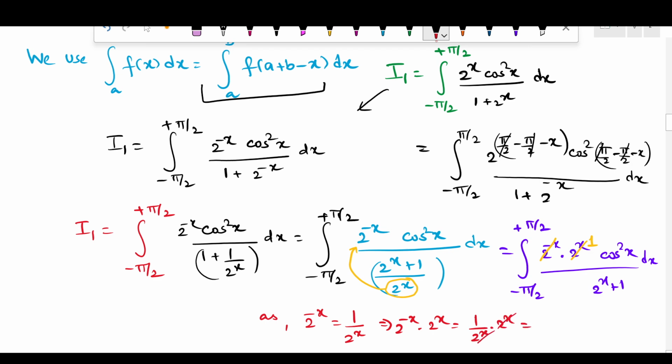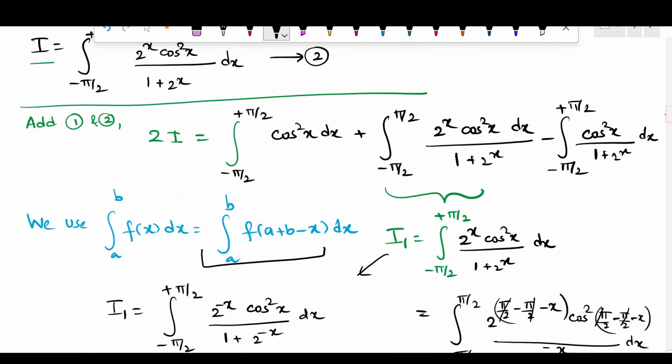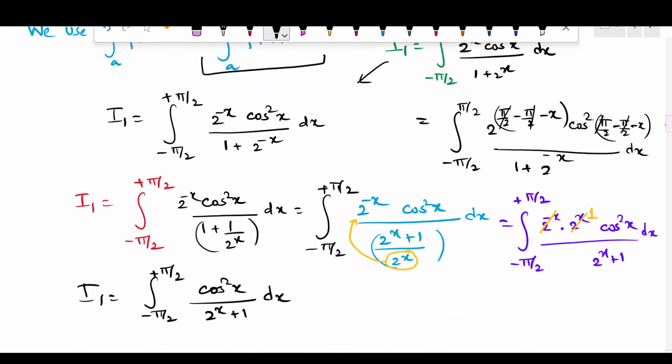This gets cancelled out, right? So what you get, the value of I1, is the important part. Your I1 is basically the integral from minus pi by 2 to plus pi by 2 of cos square x upon 2 raised to the power x plus 1 dx. And you can see over here, what was your I1? This. So in place of this, can we write this?